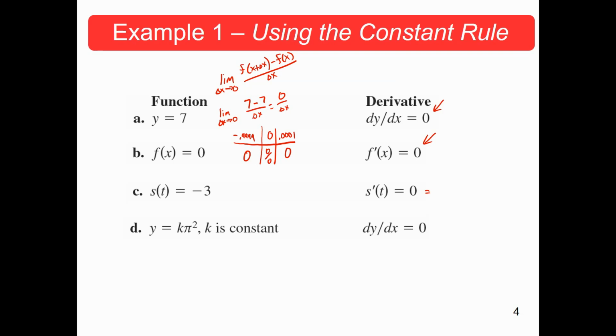Last one here, y equals pi, or k pi squared, where k is a constant. Well, if k is a constant, pi squared is a constant, this whole thing is a constant. I don't know what it is, but I don't care, because I know that the derivative of any constant is 0.